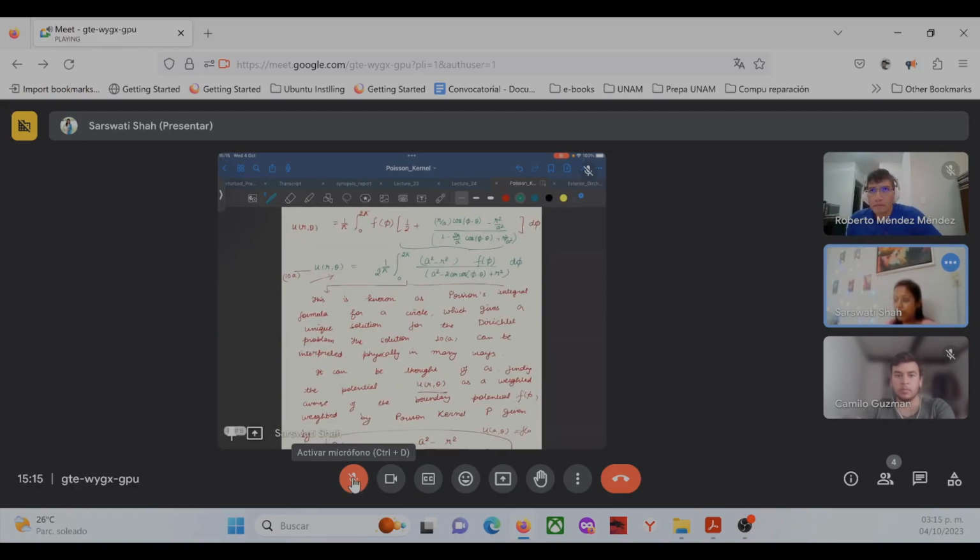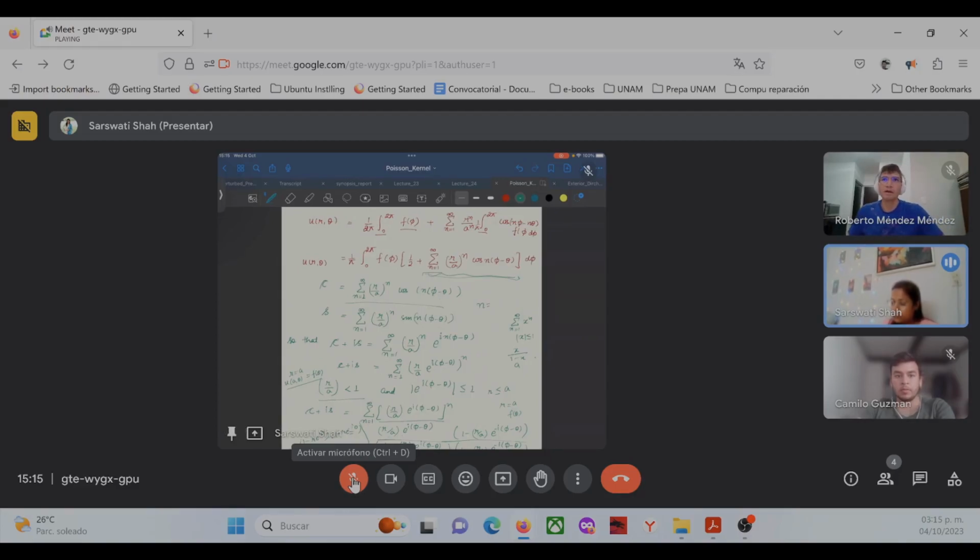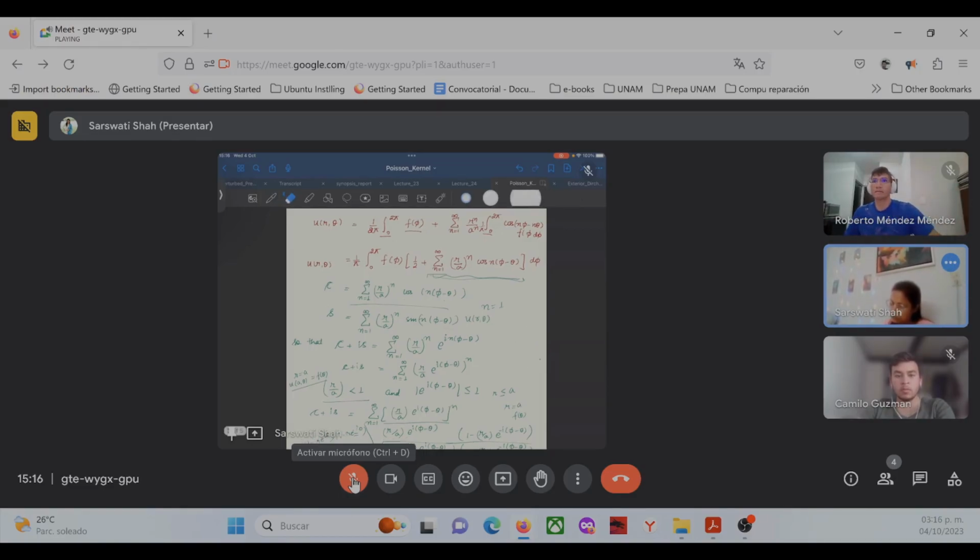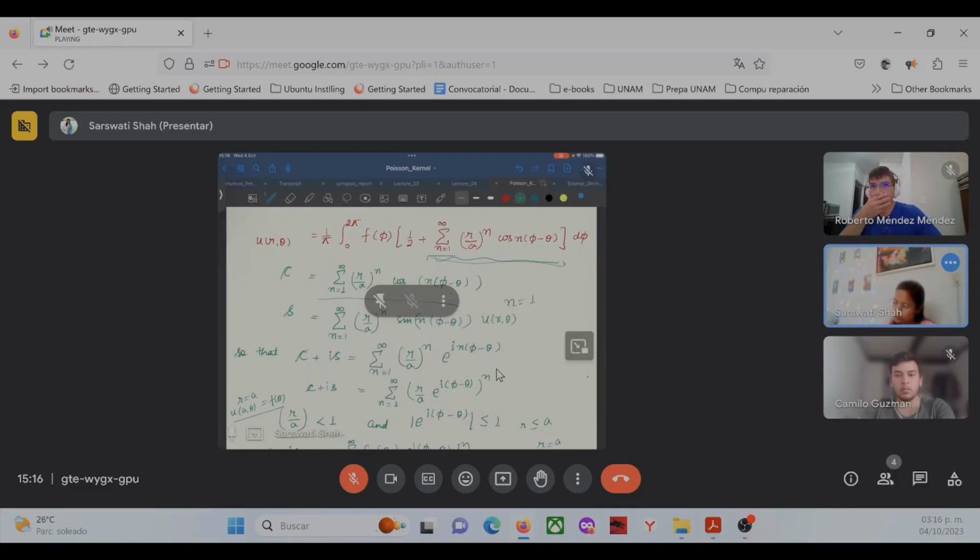In the same way, if you have n equal to 1, one solution will be u(r, theta) equals 1 over pi, integral from 0 to 2 pi of f(phi) times (1/2 plus the summation), with n is 1, r to the n cos n(phi minus theta) d phi. This is one solution, say u1.